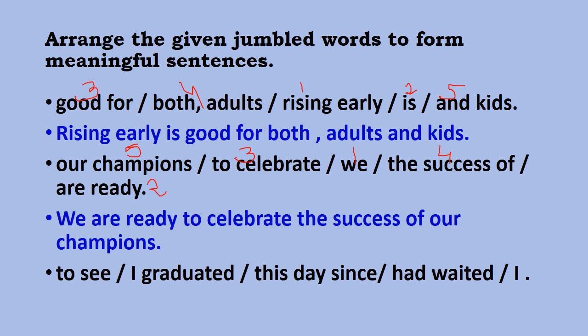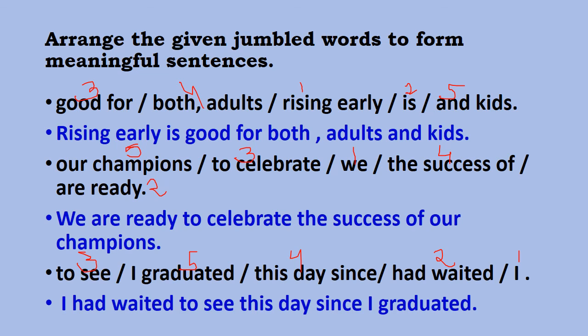Again here we have clauses. You can see the word since. Since is a conjunction used here. So what will we do? We will take the first I as our first portion, that is the subject, I. And then the verb is had waited. I had waited to see this day since I graduated. Our sentence is, I had waited to see this day since I graduated.